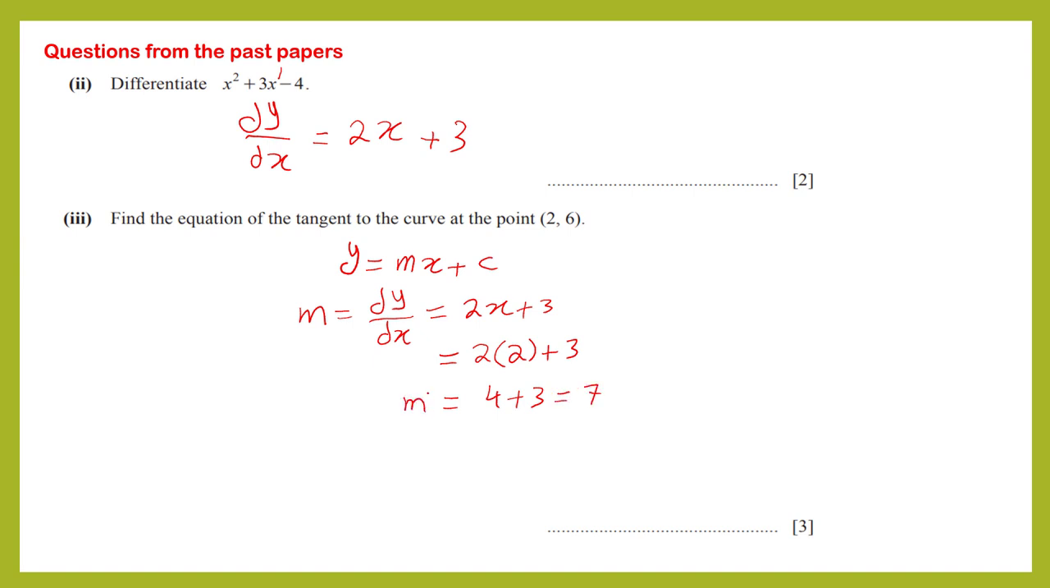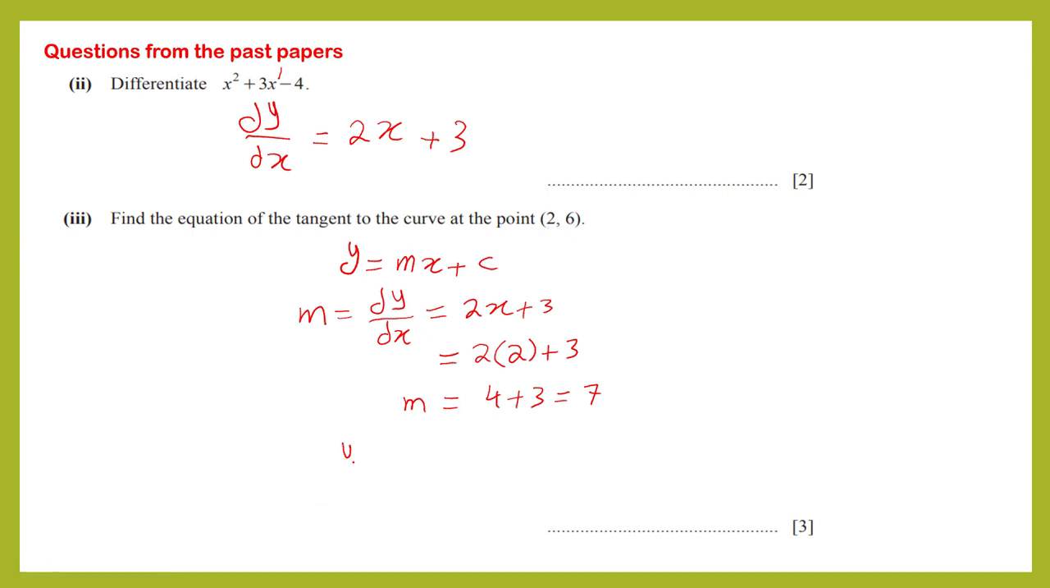So again, how do you get the gradient? You differentiate, then you replace each x in the derivative by the given value in the point. Now we have the gradient, which is 7. We need to find the y-intercept, since the tangent is passing through this point, which is 2 and 6. Go to the equation and just replace x by 2 and y by 6, then you can get it.